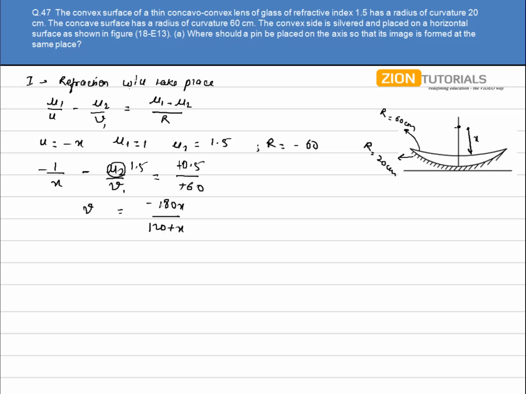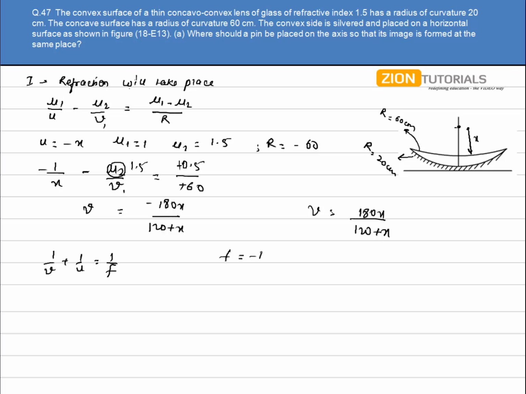Now the minus sign just shows that image is formed on right hand side itself. So the distance from the lens is only 180x by 120 plus x. Fine. Now this is the distance of the first image from the lens. This image will act as an object for the concave mirror. So I'll use the mirror formula now.